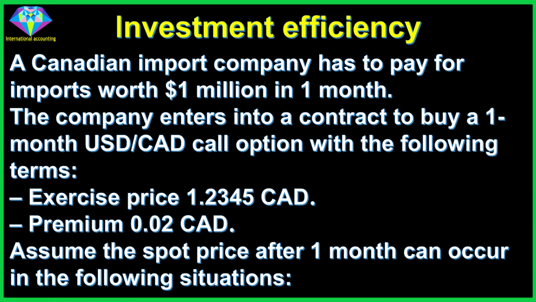Number 2. A Canadian import company has to pay for imports worth $1 million in 1 month. The company enters into a contract to buy a 1-month USD over CAD call option with the following terms. Exercise price 1.2345 Canadian dollars. Premium 2 Canadian cents. Assume the spot price after 1 month can occur in the following situations.